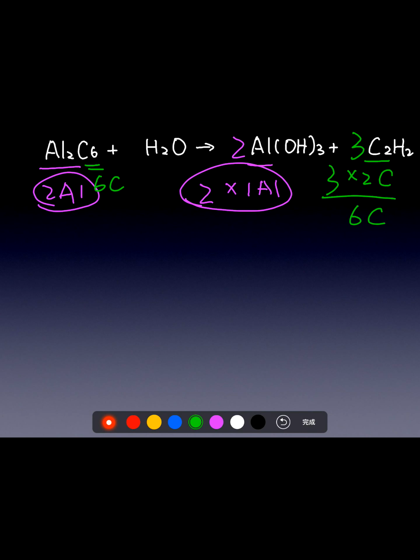And finally, we are going to balance the hydrogen and oxygen. For the oxygen, we can notice that it's 2 times 3 oxygen for the right hand side, which is 6 oxygen atoms, while for the left hand side we only have 1 oxygen atom, so we need to times 3 for the hydrogen oxide. And then finally we are going to balance the hydrogen.